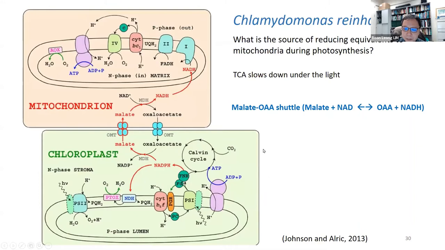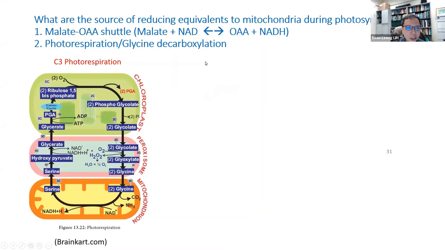And this figure is in Chlamydomonas. So how about in plants? Does it work? In C3 plants, in addition to the malate-OAA shuttle, there is photorespiration. Oxygen is fixed by rubisco to generate 3-PGA and 2-PG, and the 2-PG has to be recycled to 3-PGA through multiple enzymatic steps that involve three organelles. And in this process, in the mitochondrion, the glycine decarboxylase that converts glycine into serine will generate NADH in the mitochondrion.